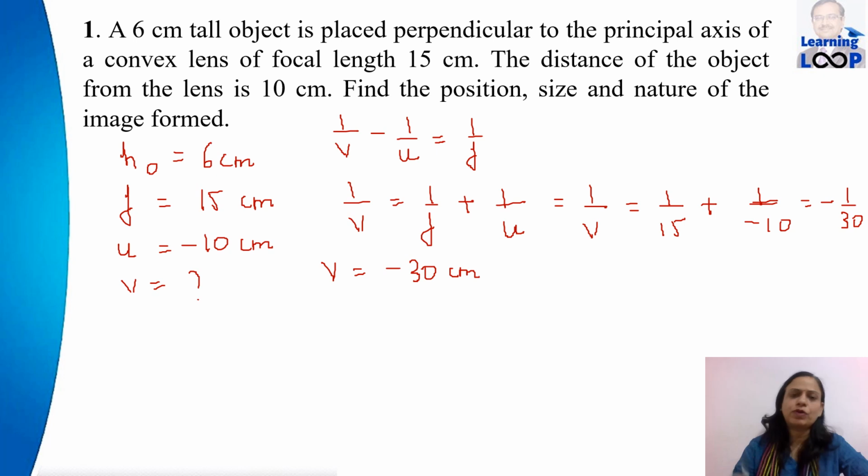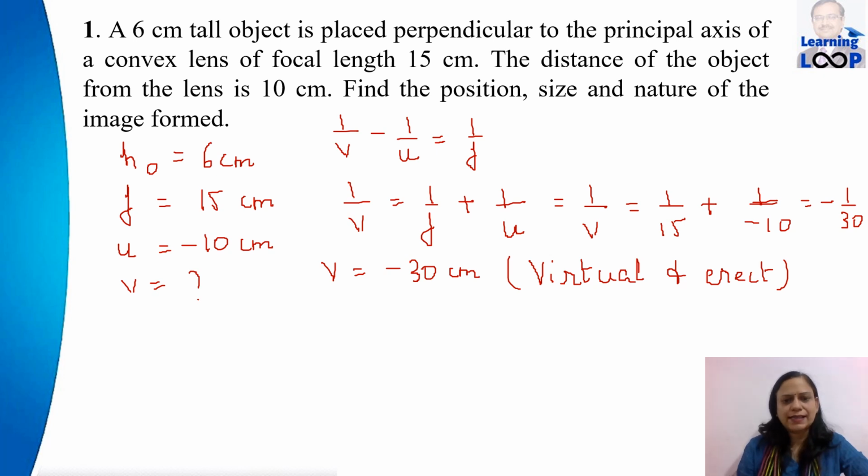So what does this tell you about the nature of the image? A negative v tells you that the image is formed on the left hand side. And if the image is on the left hand side in case of a lens, it is always a virtual and erect image. So that is the nature of the image in this case. It is going to be a virtual and erect image. So the first part is answered, position. The third part is answered, the nature. And now we have to find out the size.